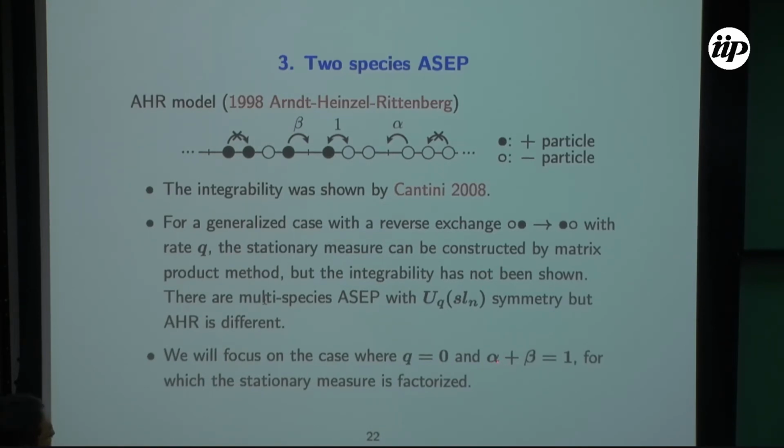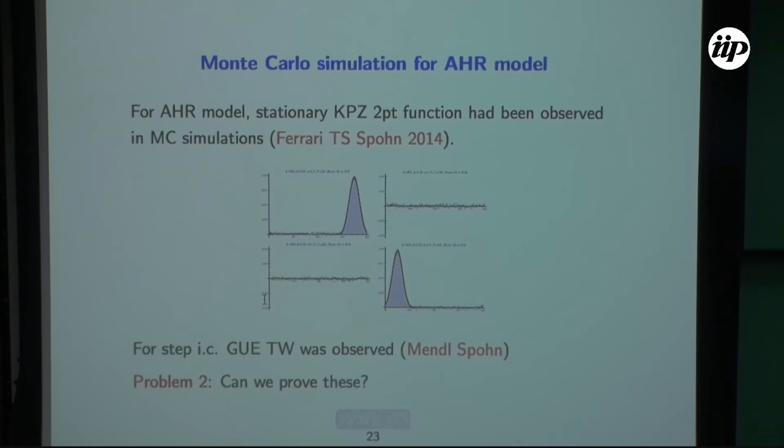So this should be satisfying that alpha plus beta equals 1. This is a very special case in which we have factorized the stationary measure, right? So all sites are independent. Integrability is shown for the more general case with general alpha and beta, but for our analysis in the following, we stick to this case.